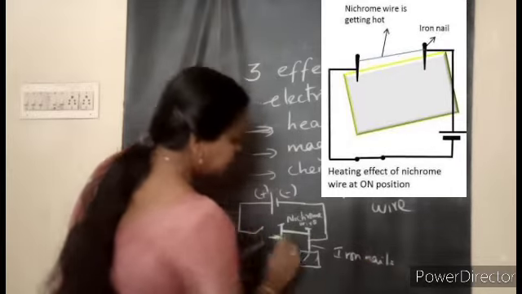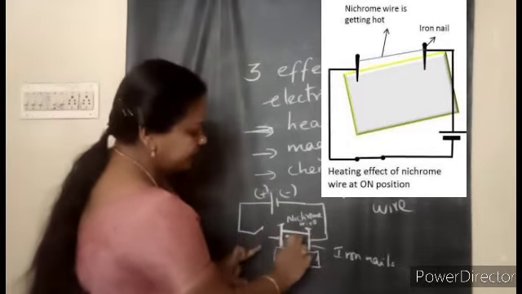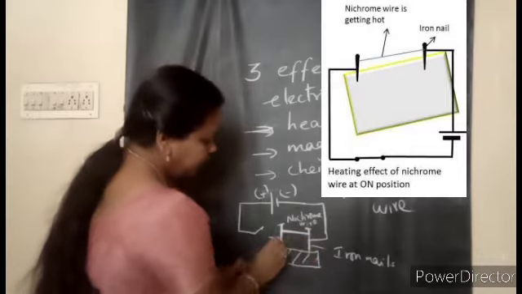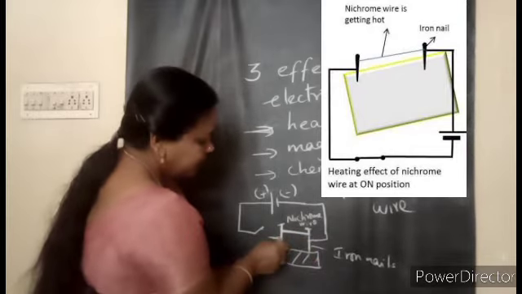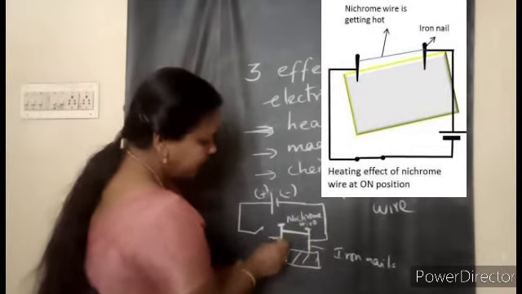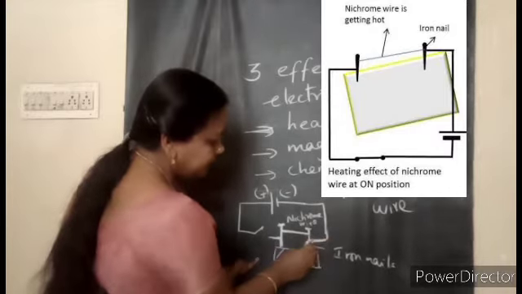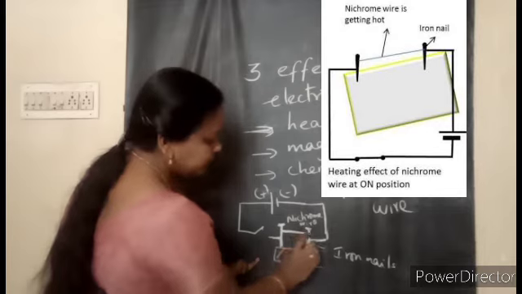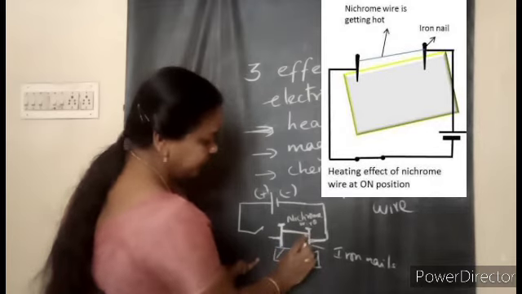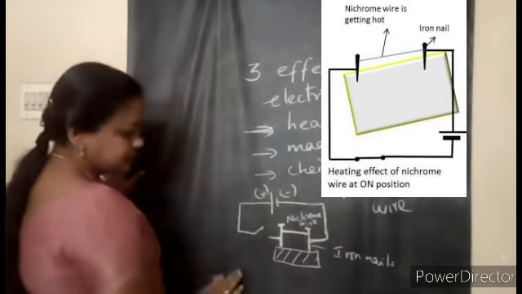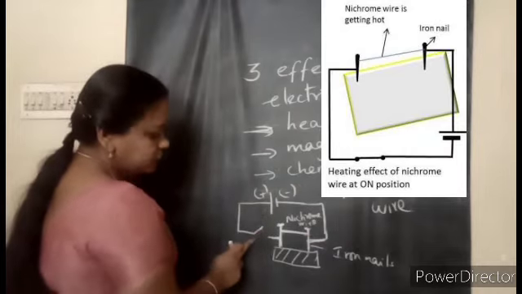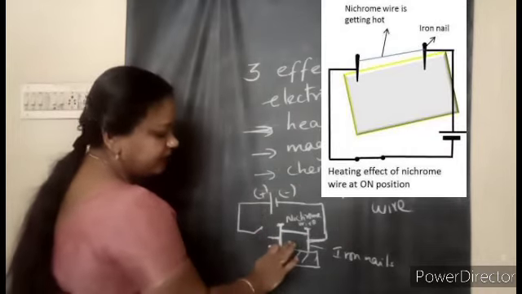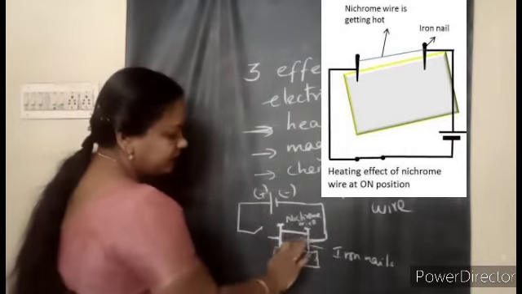To the two iron nails, we will connect the nichrome wire. One end of the circuit is connected to one of the iron nails, and the other end of the circuit to the other nail. Here both the nails are connected with a nichrome wire. After connecting this, what we have taken is a cell and a switch, and instead of a bulb, here we have taken the nichrome wire and connected it.